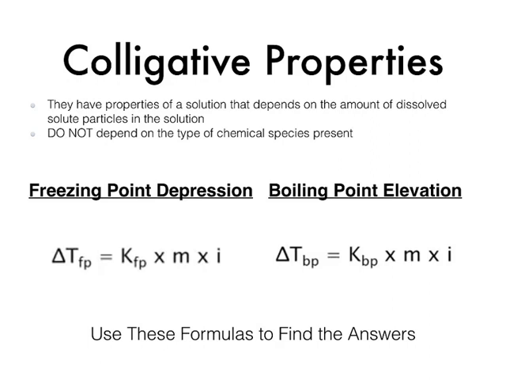Colligative properties are properties of a solution that depend on the amount of dissolved solute particles in the solution, and do not depend on the type of chemical species present. There are two kinds mainly of colligative properties, mostly freezing point and boiling point, but in word problems you will see them as freezing point depression and boiling point elevation. They are represented by these formulas to be solved, so it would be wise to memorize them.